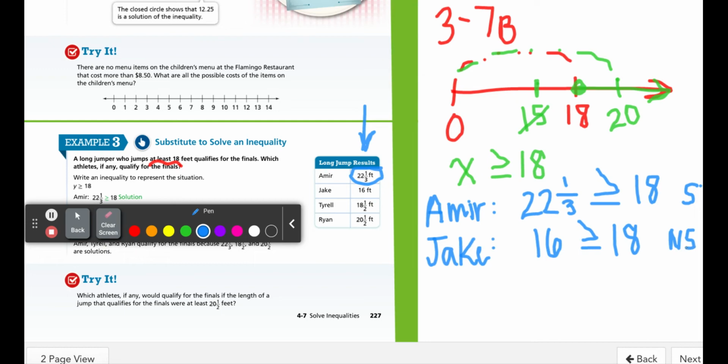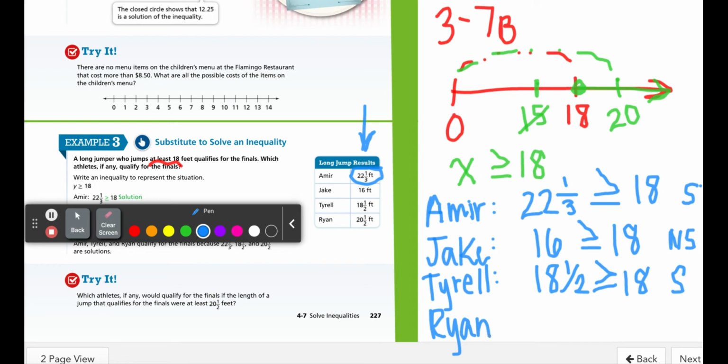Now let's look at Tyrell. Tyrell jumped 18.5 feet. So is 18.5 greater than or equal to 18? Is that a solution to this inequality? Yes, it is. It's a solution. And lastly, we have Ryan. Ryan jumped 20.5 feet. So is 20.5 a solution to the inequality? Is 20.5 greater than or equal to 18? Yes, it is. It's a solution.